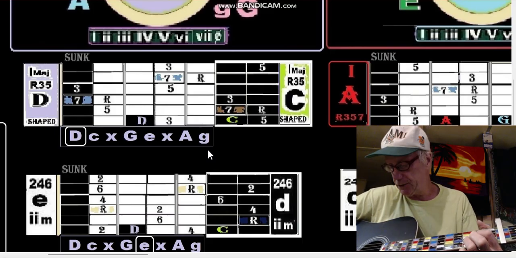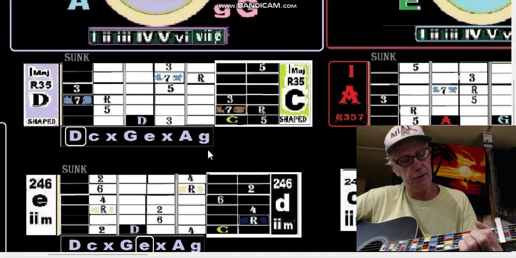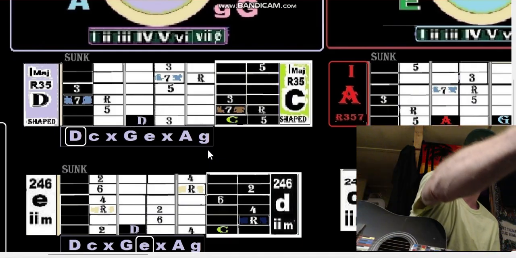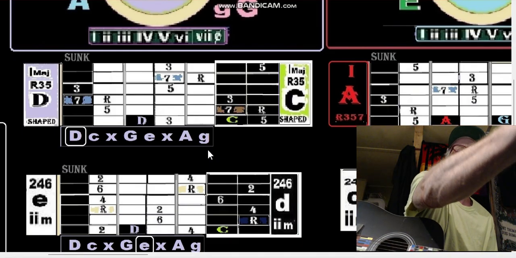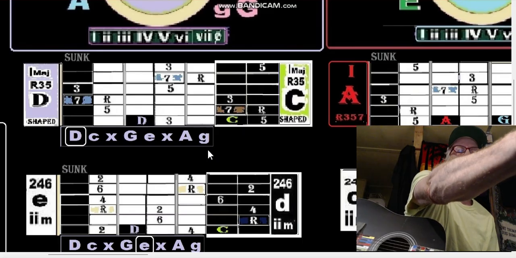Let's see what that is. 5 root 4. 5 root 4. You're almost going to the fourth there.